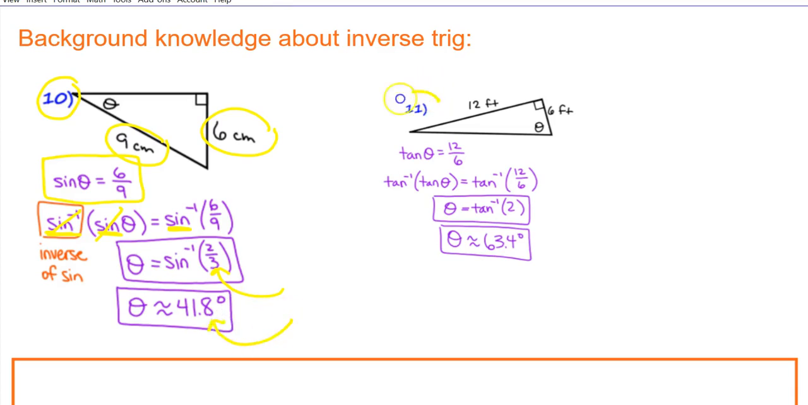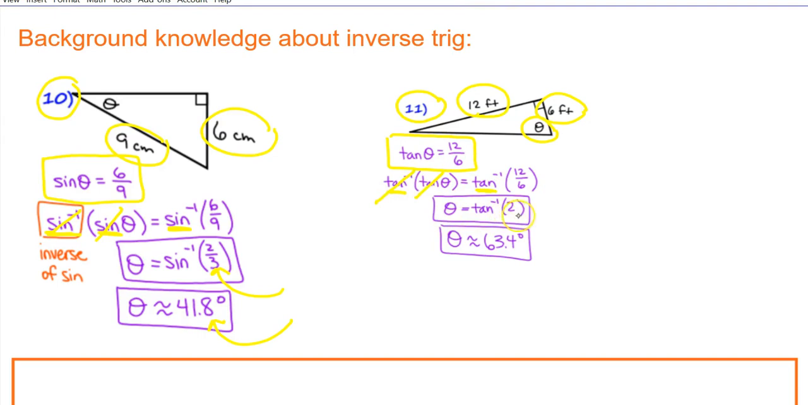Another example, number 11. So again, we had a right triangle. We didn't know angle theta, but we did know the opposite and we did know the adjacent. So we set up the equation tangent theta equals opposite over adjacent. And to isolate the theta, we took the inverse tangent of both sides. That way, inverse tangent cancels with tangent, leaving theta by itself.